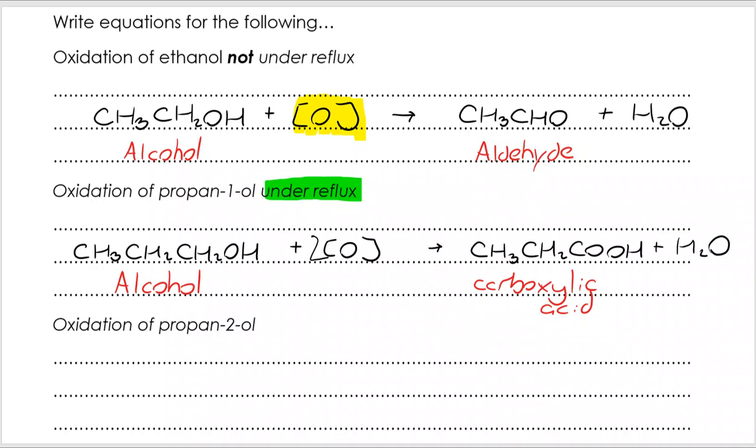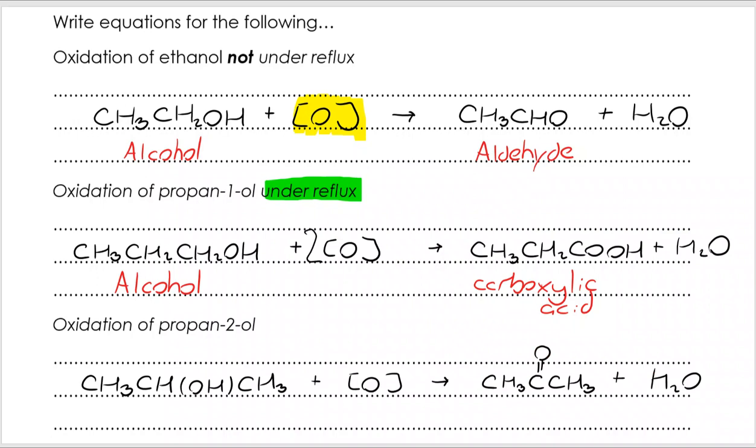Oxidation of propan-2-ol. Well, propan-2-ol is a secondary alcohol, and secondary alcohols are oxidized to make ketones. So propan-2-ol goes on to make propanone, and we get the water there as well. And here you can see secondary alcohol going to ketone. Primary alcohol goes to aldehyde, and under reflux can go to carboxylic acid.